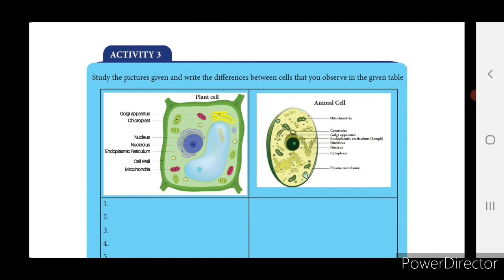Okay children, so take page number 63. An activity is given, the diagram of plant cell and animal cell is given. You have to draw the diagram and label the parts. Okay, and you can also write the difference between plant cell and animal cell provided in your book. In that place you have to fill it up.